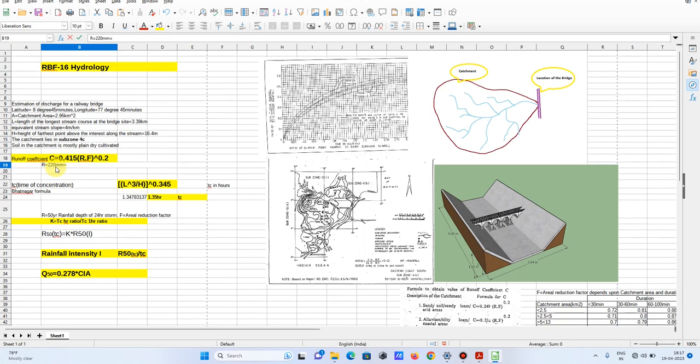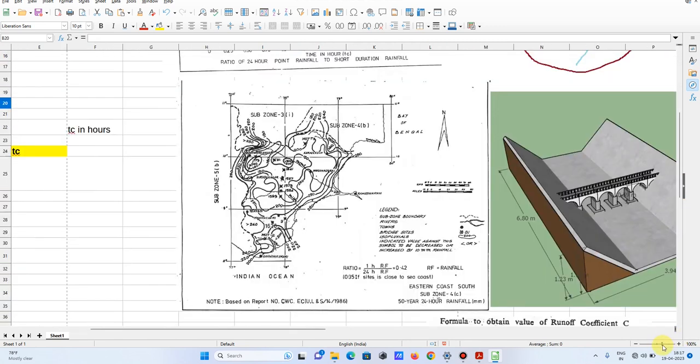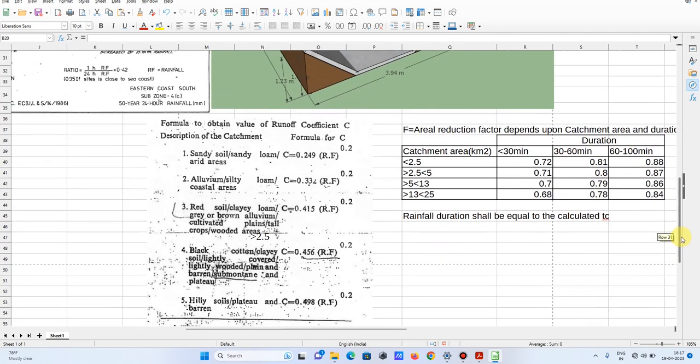In this runoff coefficient formula, we need to apply it in terms of centimeters, so it will be 22 centimeters. And the F, that is the areal reduction factor. To determine the areal reduction factor, we have the time of concentration, 1.35, and the catchment area, which is 2.95. So we have this table.